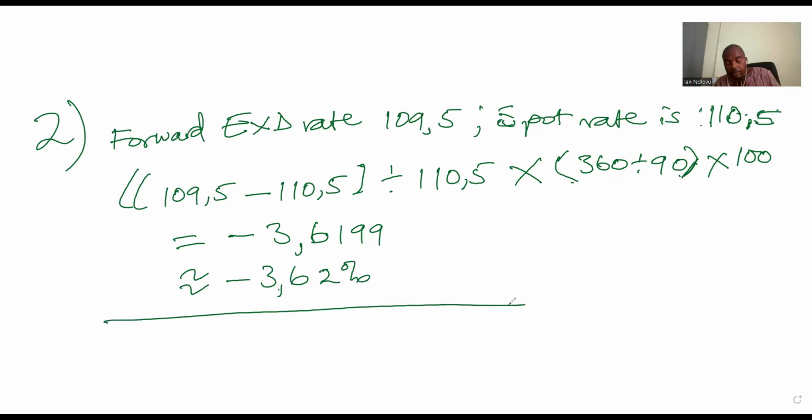So as you can see, we are still dealing with a forward discount. The sign is negative, so it's negative 3.62%, implying that the domestic currency, which is the Japanese yen, is expected to appreciate since the forward rate is lower than the spot rate.